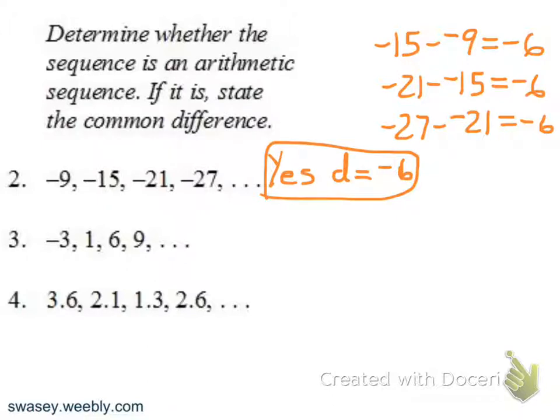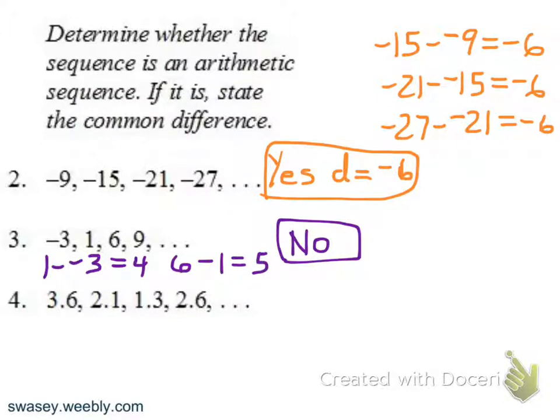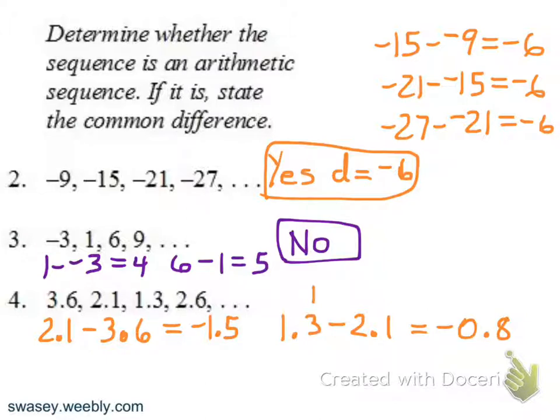Number 3, again, we can subtract to try to find that common difference. 1 minus a negative 3 gives us 4. 6 minus 1 gives us 5. So we already see that it's not an arithmetic sequence. It does not have a common difference. If we do 2.1 minus 3.6, we get negative 1.5. If we do 1.3 minus 2.1, we get negative 0.8. So we don't have the same difference, so it's not an arithmetic sequence.